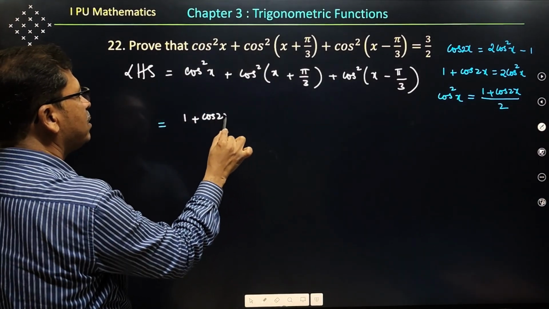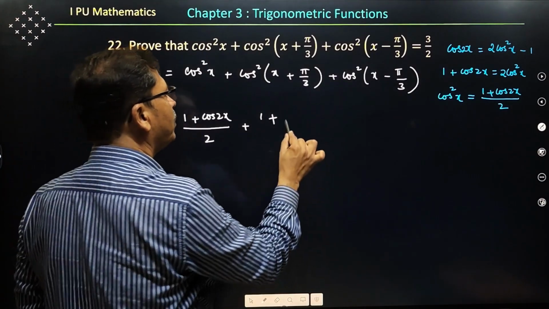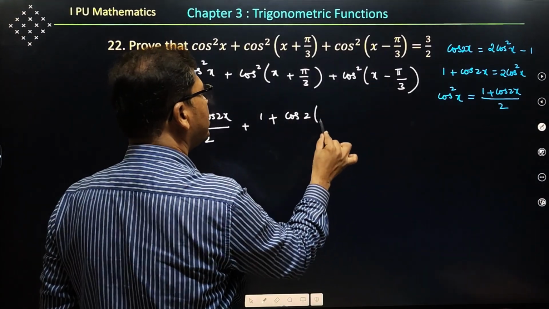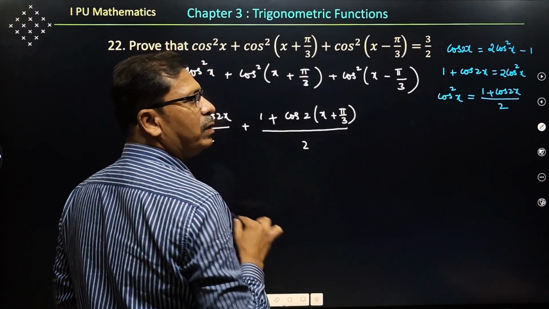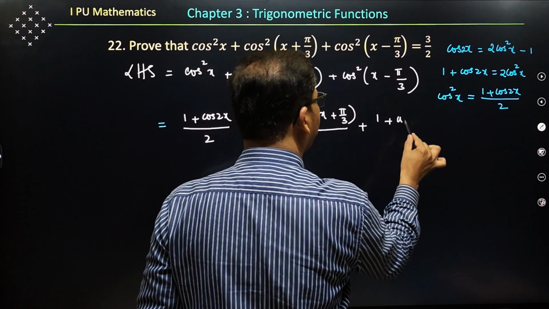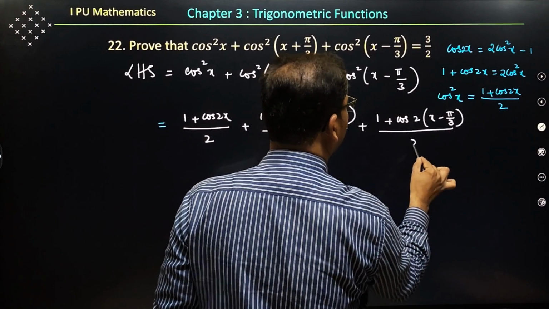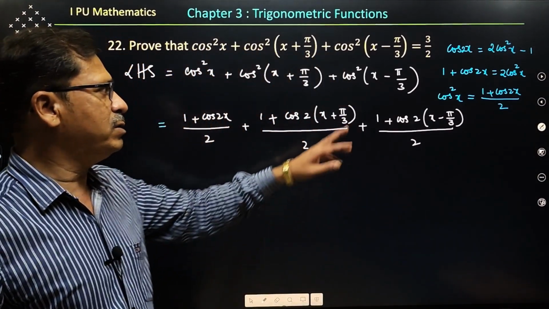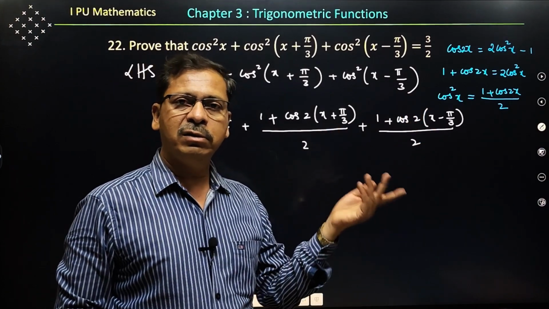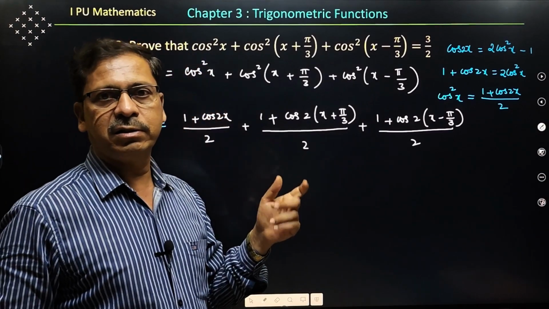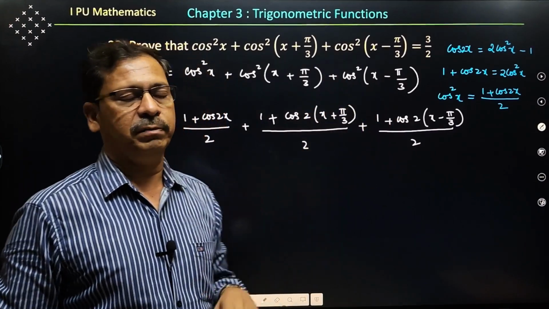1 plus cos 2x divided by 2. Next, again 1 plus cos 2x, that is 2 into x means x plus pi by 3. Okay, whole divided by 2. Again 1 plus cos of 2 into bracket x minus pi by 3 divided by 2. I have applied the same formula cos square x is equal to 1 plus cos 2x divided by 2 3 times. But for the second and third situation, the angle is not simply x. Instead of that, x plus pi by 3 and one more x minus pi by 3. This change you must note.